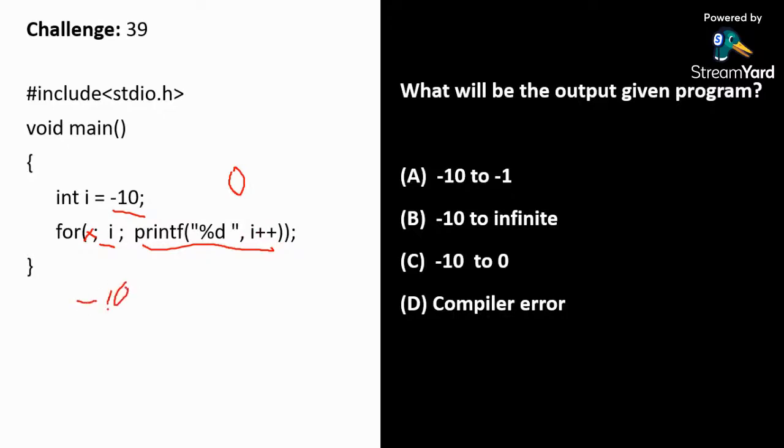Then minus 9 gets printed, then minus 8, then minus 7, then 6, then 5, then 4, then 3, then 2. Then when it comes to minus 1, it is still true. So it comes here, minus 1 gets incremented to 0. So when I becomes 0, it is false. So nothing gets printed because it comes out of the for loop. So that is why only values from minus 10 to minus 1 get printed. Do you still have a doubt?